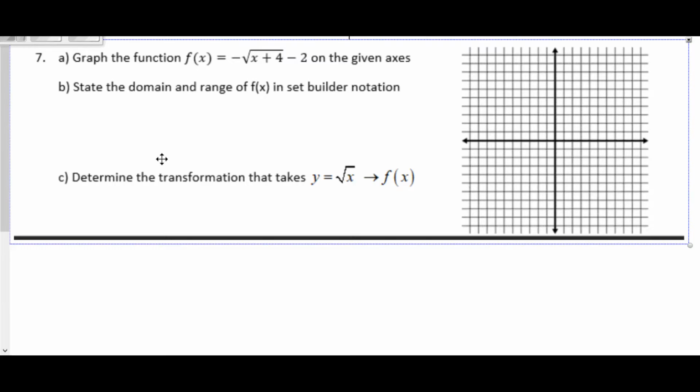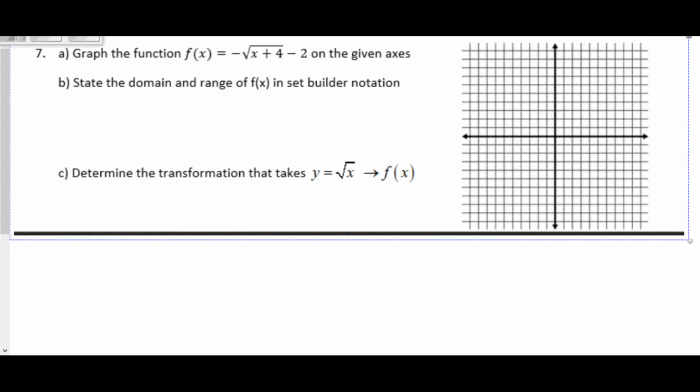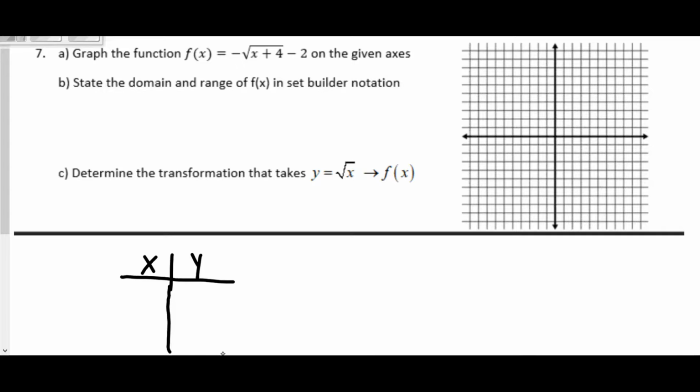f of x equals negative radical x plus 4 minus 2 on the given axes. So part A is just saying to graph, and the way that I would like you guys to approach that is to set up an x, y table. You can use your calculator to get these values, so all you would do is just plug this equation into your y equals, and then hit second graph for the table. So go ahead and generate that table of values. I would suggest only using the whole numbers. I wouldn't worry about those irrational, ugly numbers. Just use the whole numbers.